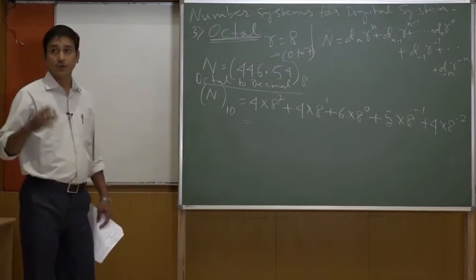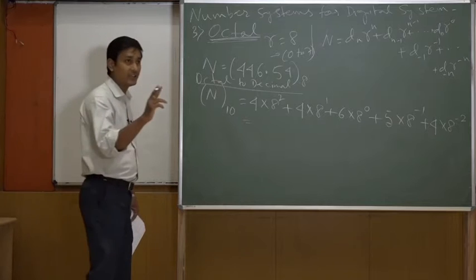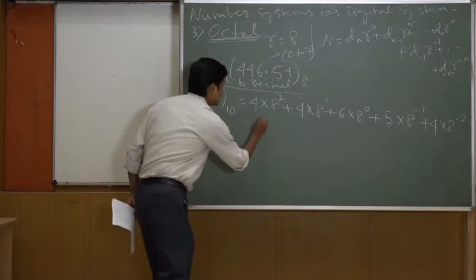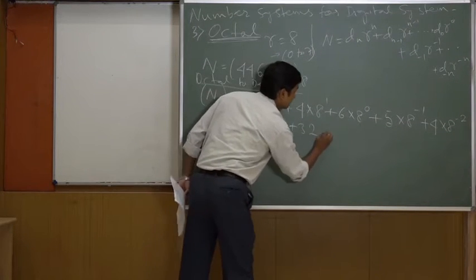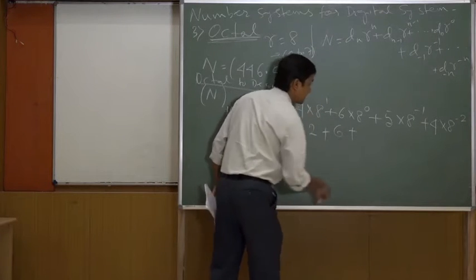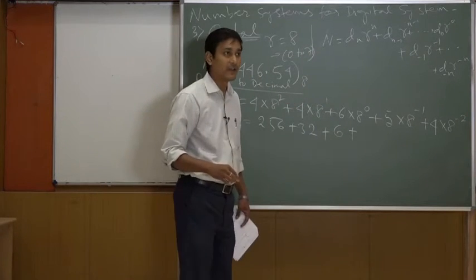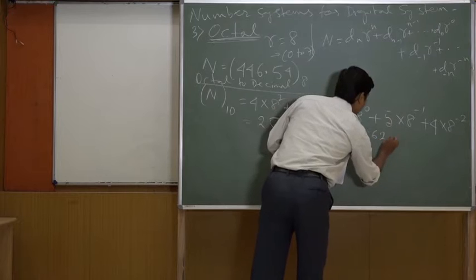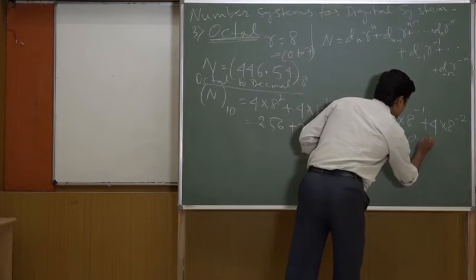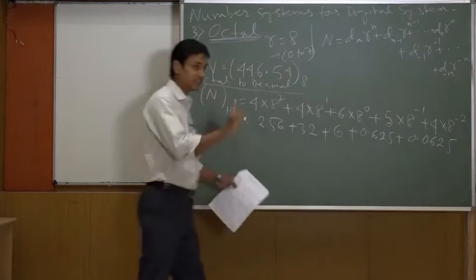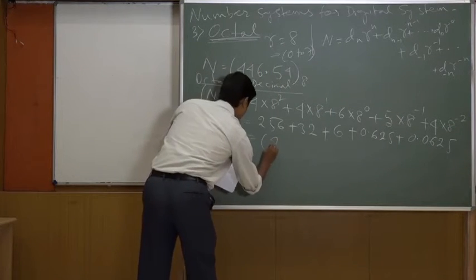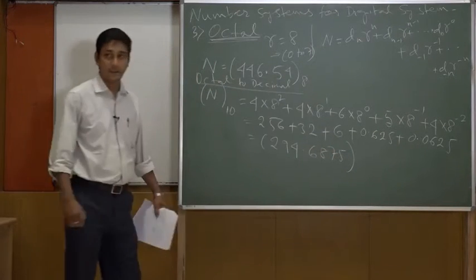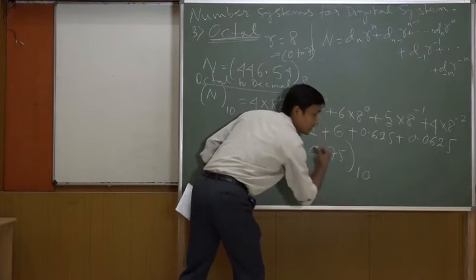Now, please express it. 4 into 64, 256. Then 4 into 8, 32, then 6, and 5 by 8, how much it is coming? I think 0.625 plus 0.0625 is supposed to come. Then finally it is coming 294.6875 in 10.